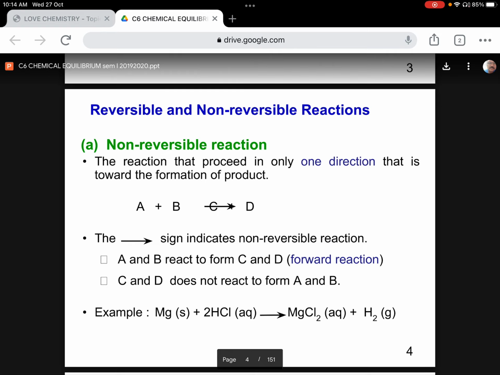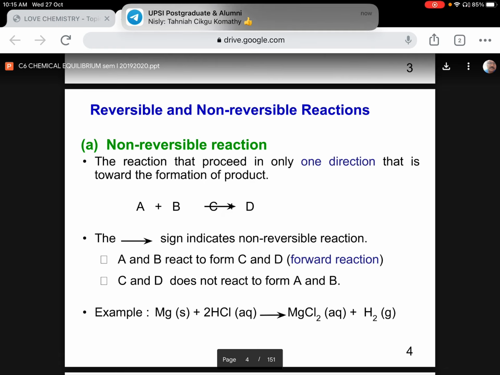Okay, to start with, we look at reversible and non-reversible equation. Non-reversible, the reaction that proceeds in only one direction, that is toward the formation of product. For example, A plus B produces C plus D. The irreversible arrow indicates non-reversible reaction. A and B react to form C and D, forward reaction. However, C and D do not react to form A and B. This is a non-reversible reaction.